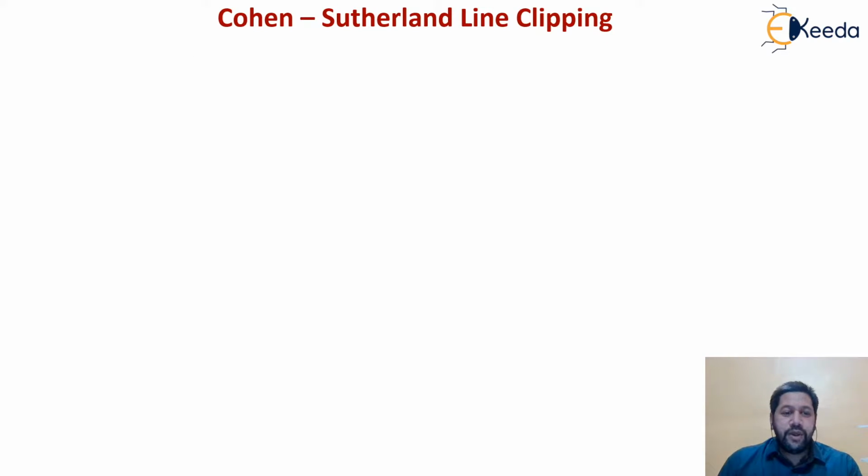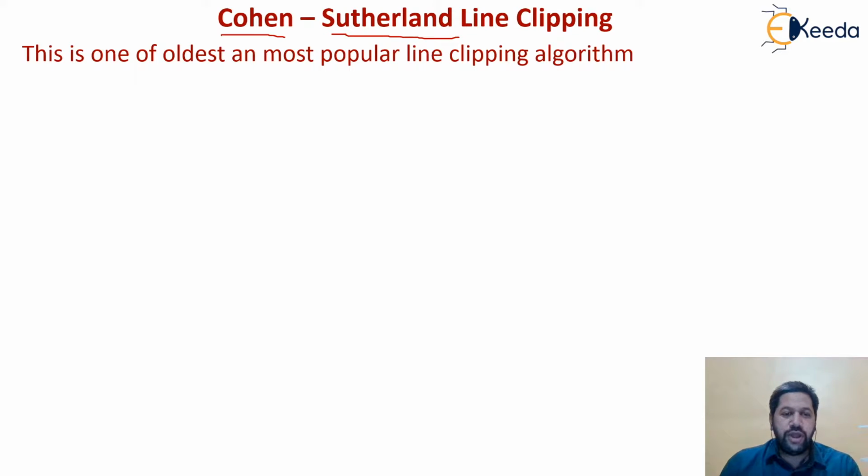This is Cohen and Sutherland. These are the names of the scientists who have designed this algorithm. So the name is given for their algorithm as the Cohen Sutherland line clipping algorithm. These are the names of the scientists who have designed or developed this algorithm.